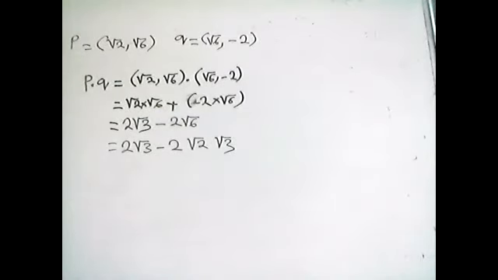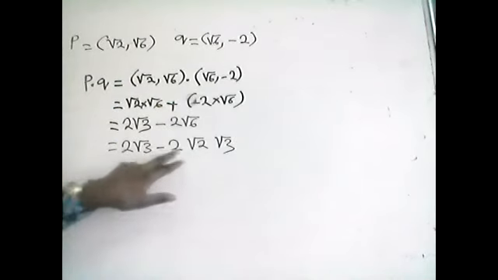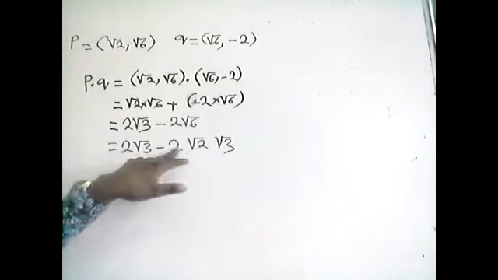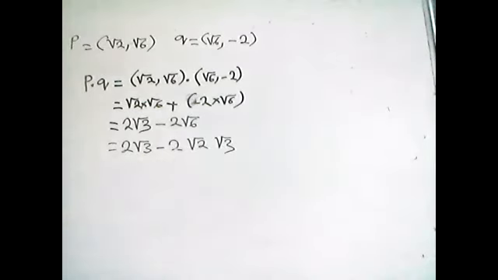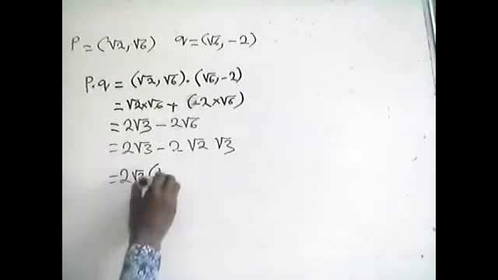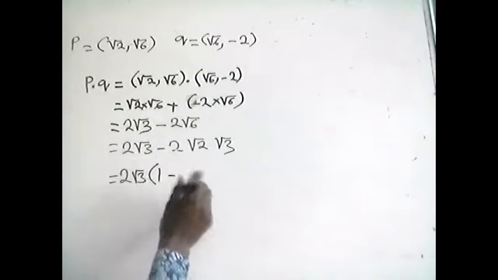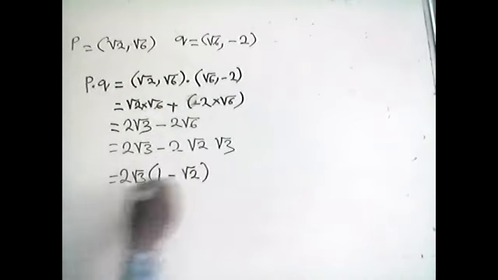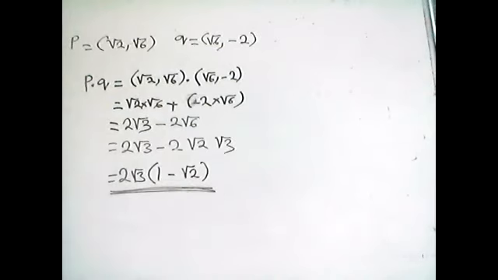So the next thing that we are going to do, we are going to factor out the common factors. So when you look at this part here, we have 2 root 3. We also have 2 there. We also have root 3 there. So we can factor out 2 root of 3 as common. Then we are going to remain with the 1 minus, here we will remain with the root 2. So therefore the dot product or the scalar product of P, Q is what we have found here.